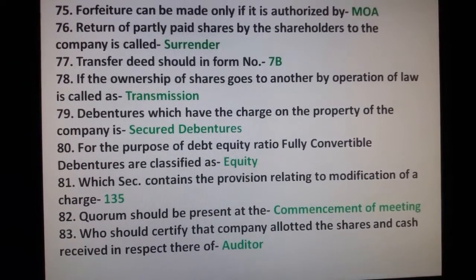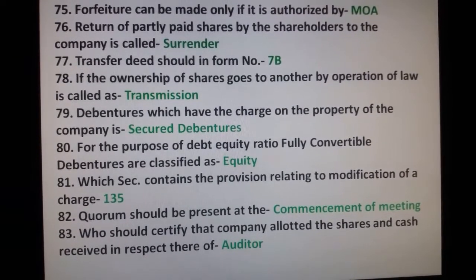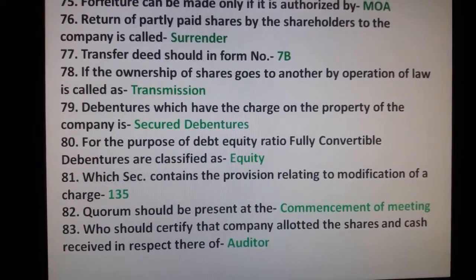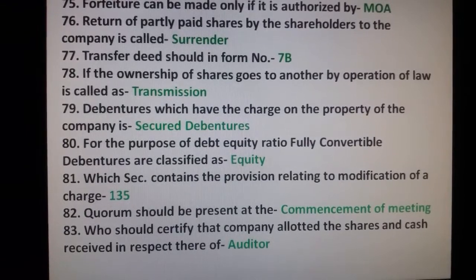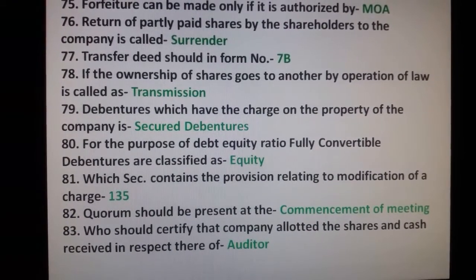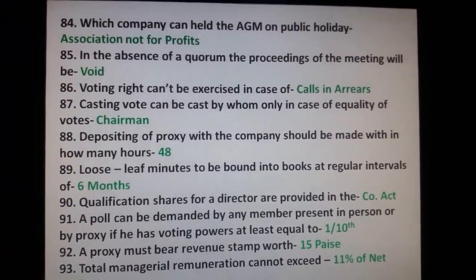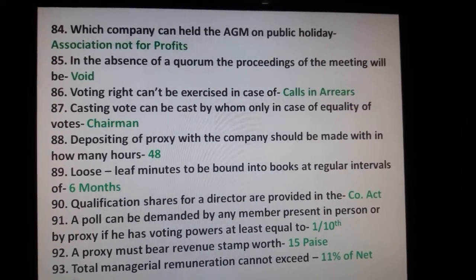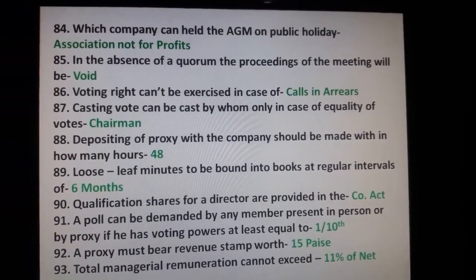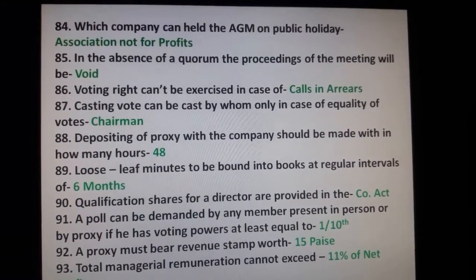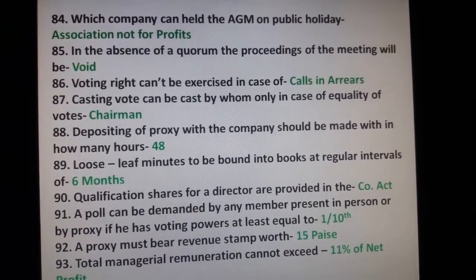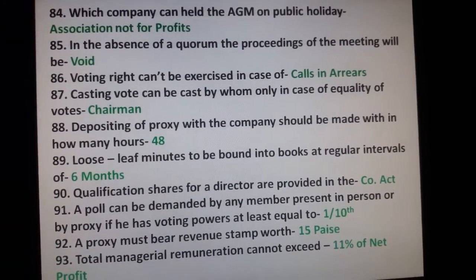135. Quorum should be present at the commencement of meeting. Who should certify that company allotted the share and cash received in respect thereof? Auditor. Question number 84. Which company can held the annual general meeting on public holiday? Association not for profit. In the absence of quorum, the proceedings of the meeting will be void.